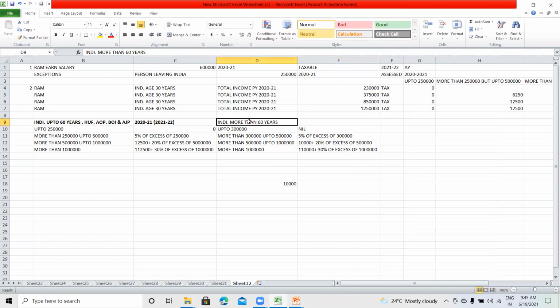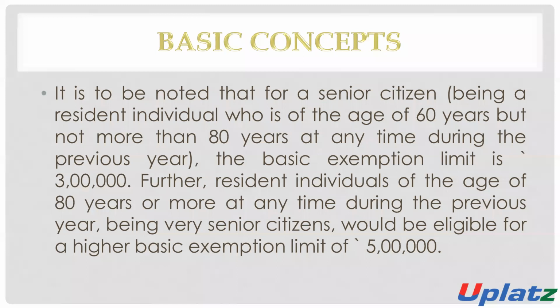Means if there is any individual whose age is more than 60 years, then the basic exemption limit will be increased up to 3 lakh. It will be 3 lakh. In the case of a senior citizen, now the basic exemption limit is up to 3 lakh.